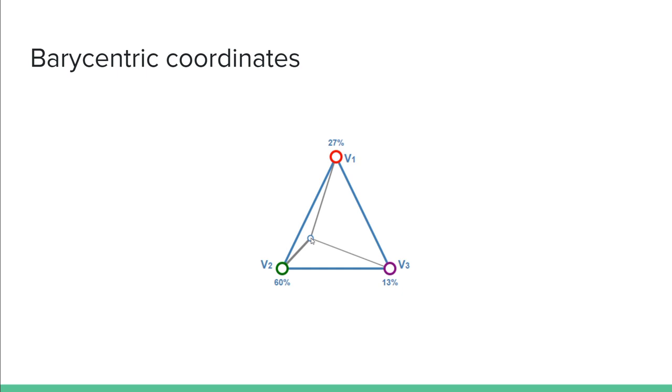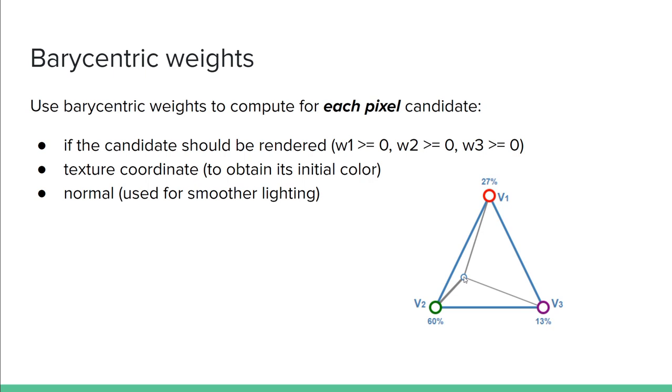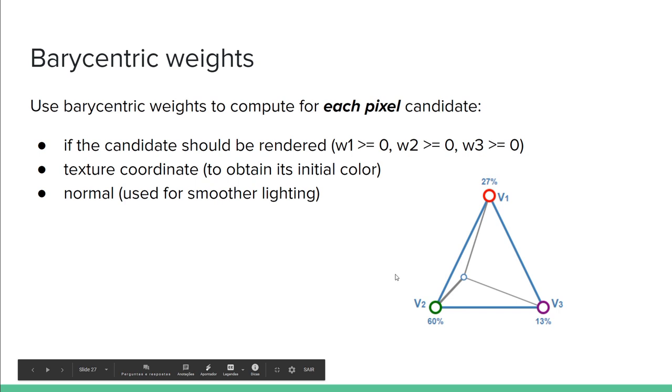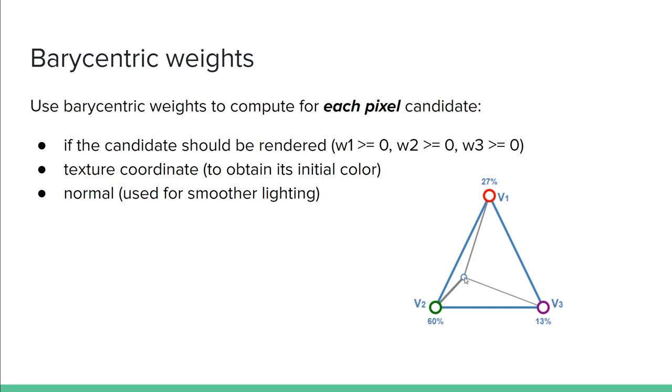So I can say that this point is composed of 60% of this point, 13% of this point, and 27% of this point. And we can use these weights to compute several things. For example, we can determine if this point is part of the triangle just by looking at these weights, and if these weights are equal to or greater than zero, then this point is part of the triangle and I need to draw it. I can also compute the texture coordinate, because the 3D model only gives me texture coordinates of these three vertices, so I need to interpolate in order to get the correct texture coordinate, and I also need to interpolate between the three normals in order to get the final normal here.